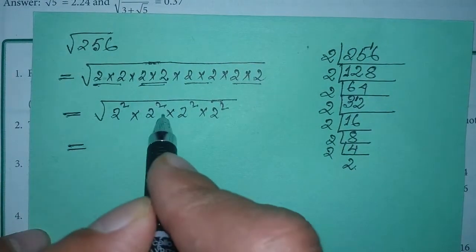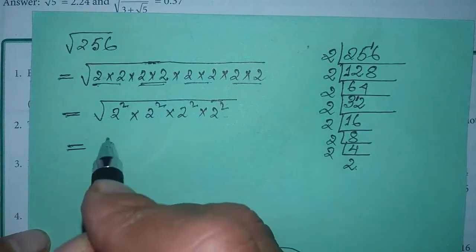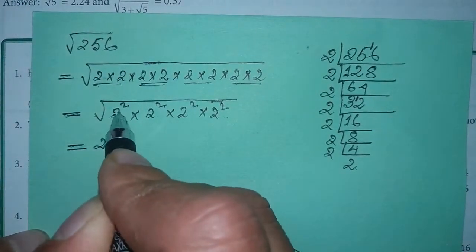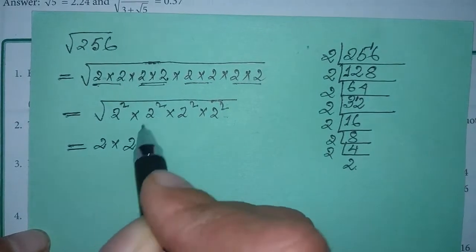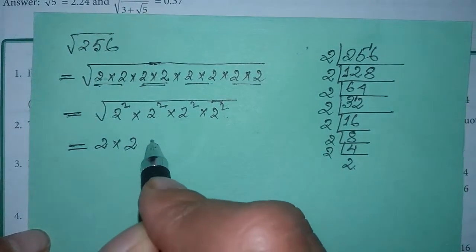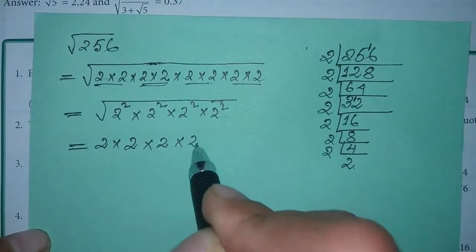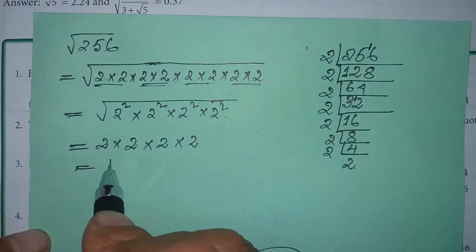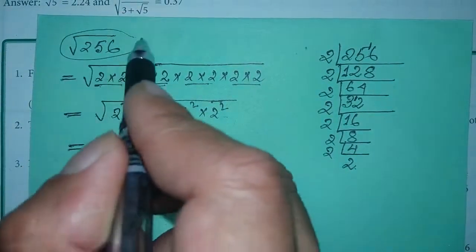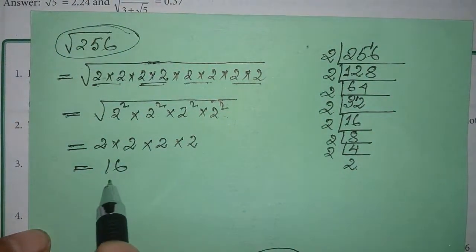Now since all of these factors are in square, you're going to take them outside. 2 square outside, no more 2, no more square power, and this one 2 square becomes 2, 2 square is now 2, again 2 square is now 2. So you have here 2 2s are 4, 4 2s are 8, 8 2s are 16. So the square root of 256 is 16.